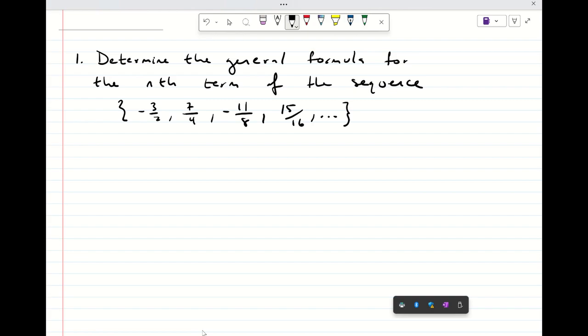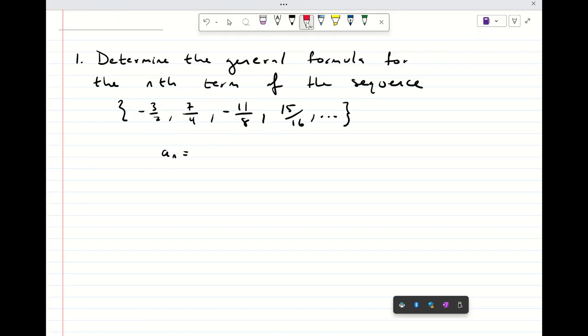Often we have a sequence, and our job is going to be to find the general formula for the sequence. So for the sequence in front of us, let's find the general formula for the a sub n. So the first thing we're going to focus in on are the signs in front of these terms. We see that these signs are alternating, starting with a -1, +1, -1, +1, and so on and so forth.